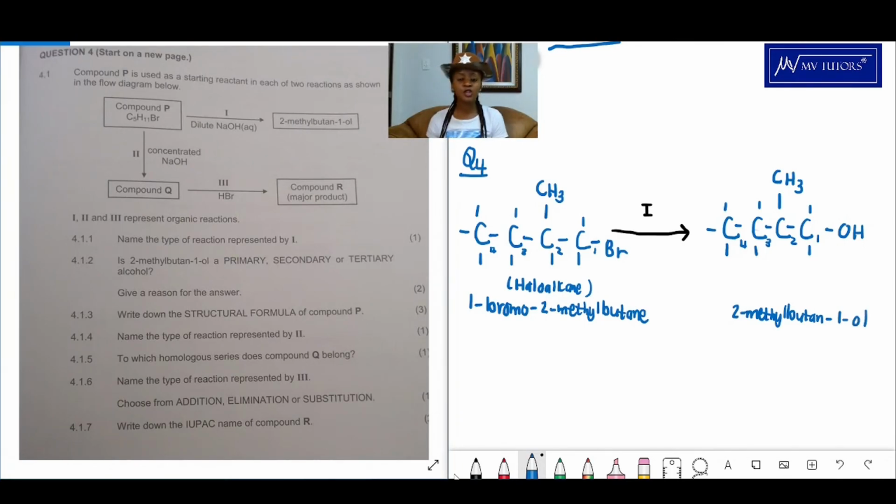Okay, so if I were to now see here, I have dilute sodium hydroxide. So what kind of a reaction? It would definitely, like I said, haloalkane, it either undergoes substitution or it undergoes elimination. If it were eliminated, you would have a double bond. So this is definitely a substitution reaction. I'm just going to write there, substitution.